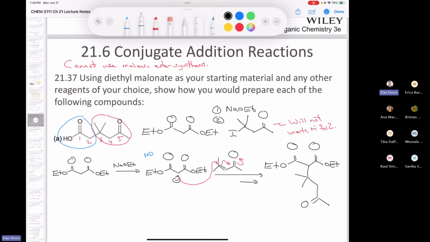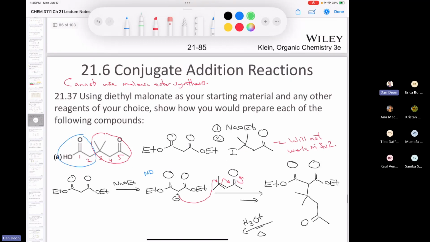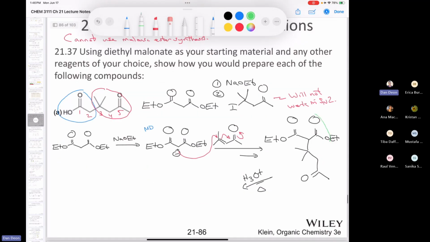So now all we have to do is hit this with aqueous acid and heat it up. And so what are we going to end up with? We're going to end up with, I'll circle it, all of this part here that's in green, right? The rest is going to be lost from the ester hydrolysis and the decarboxylation reaction. And so we're going to end up with our desired product. We're going to have something that looks like this with our dimethyl. And then we have 1, 2 carbons and our carboxyl group on the end like that.